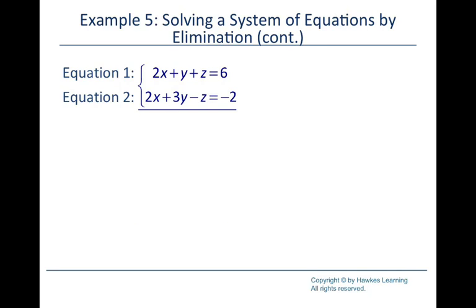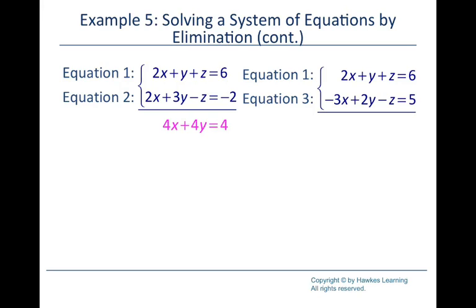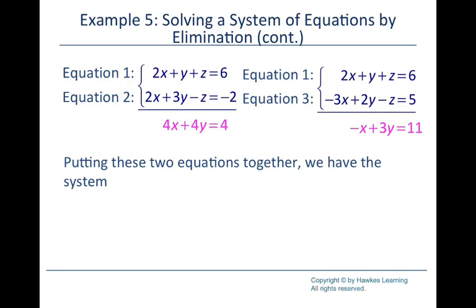So we're going to start by adding equation 1 and 2, and you get 4x plus 4y equals 4. Now we can add 2 more equations. One of them will be the same as the first set, but the third equation will be involved. So we're going to add equation 1 and 3. Chose those because the z's have opposite signs in both of them. So we have negative x plus 3y equals 11. Now we take those 2 equations and add them together.